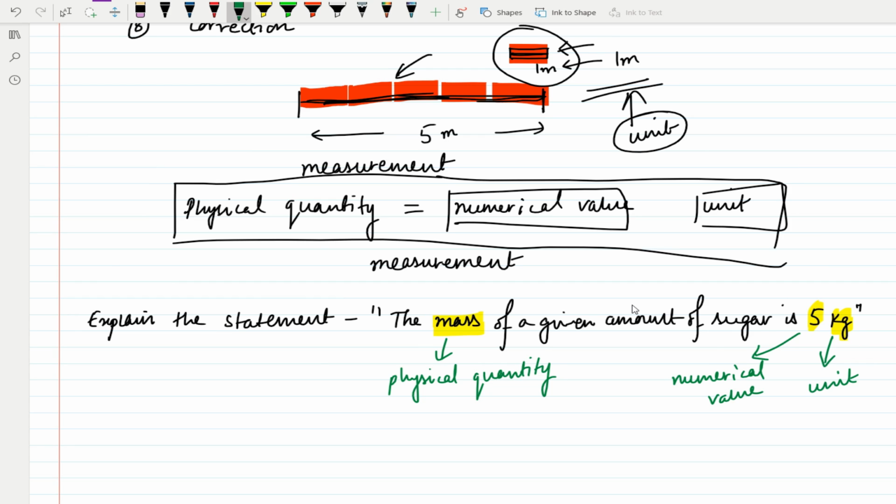I'm repeating the statement. It means that the mass is measured in the unit kilogram, and this unit is contained 5 times in the given quantity of sugar, as you saw in the example of a ruler over here. So this was the unit 1 meter, and it was contained 5 times in this length. Similarly over here, this kg is contained 5 times in this given amount of sugar.